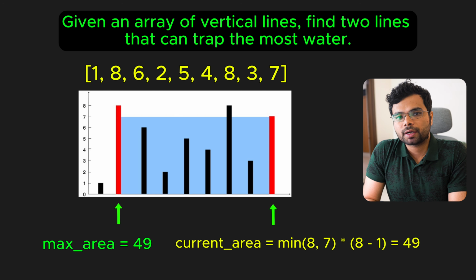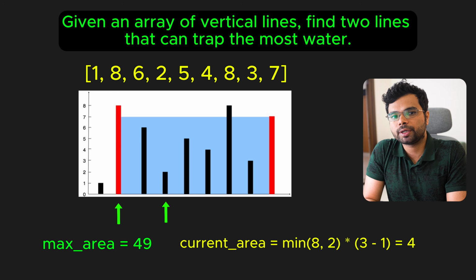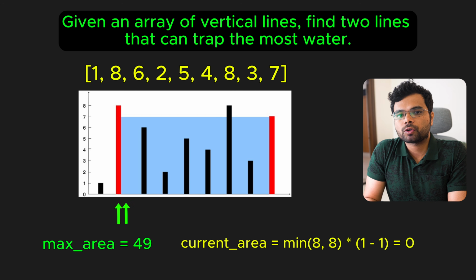Why move the pointer at the shorter line? Because moving either pointer inward reduces the width, but the shorter line limits the container's height. Moving the pointer at the shorter line inward is the only way to potentially find a taller line, which might increase the area. Repeat this process until the pointers meet. This approach reduces the complexity to O(n), since each element is processed at most once.